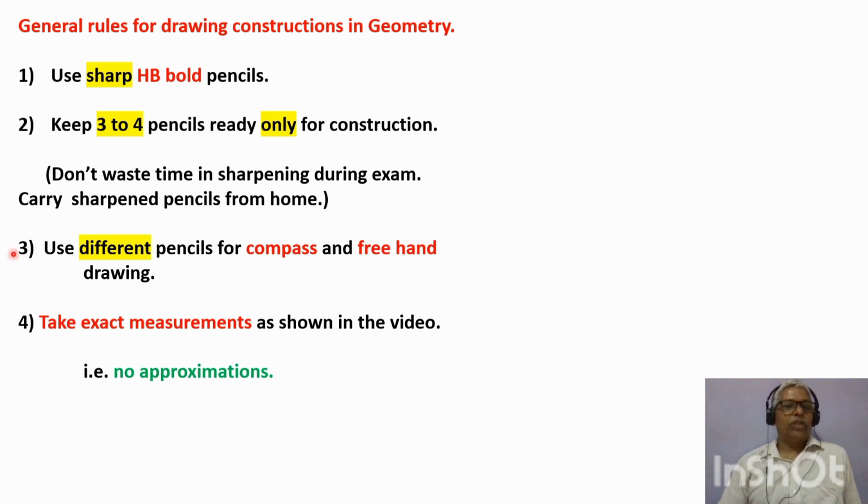Third one, use different pencils for compass and freehand drawing. So don't take out the compass pencil. Use another pencil for drawing a line and point. Fourth one, take exact measurements as shown in the video. There are no approximations. There are a few more rules. You go through them. These are very useful. Don't byheart them, but try to use these.